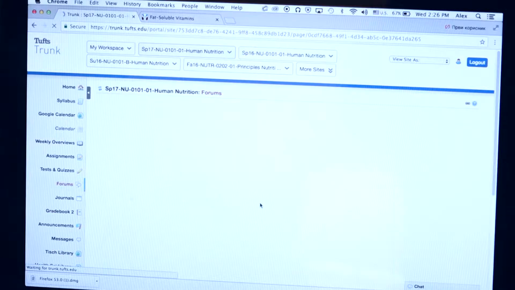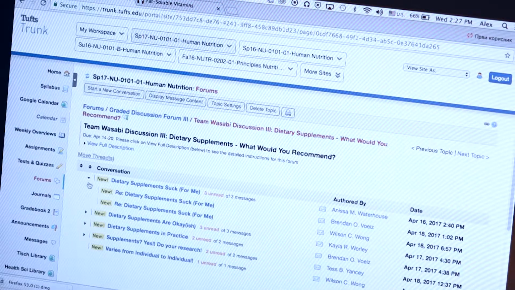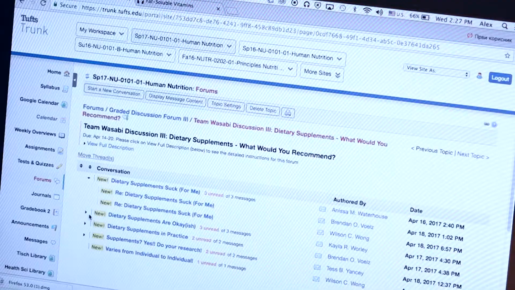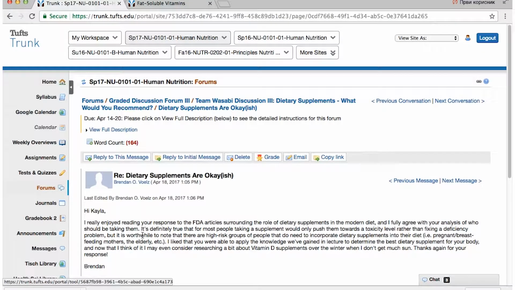I also use the discussion forum feature in Trunk, and this is a great way to get students to participate in discussions. I personally have a hard time running discussions, especially in large classrooms. It's difficult to grade them, it's difficult to pay attention. Who's saying what in class? What introverts are being drowned out by what extroverts? Who are the dominant people? Who are the people who are just sitting there in the back of the class and not participating at all?